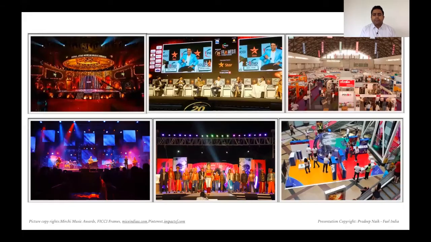These are the different types of events, and if you see, the first image is an award show, the second image is a conference, the third one is an exposition, the fourth one is a concert, the fifth one is a fashion show, the sixth one is a mall activation that's happening in a mall. Now, these are different categories of events that are happening, and there are different elements that are used here to put this together.